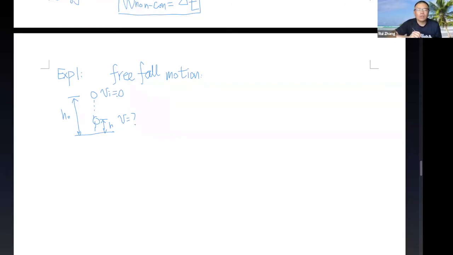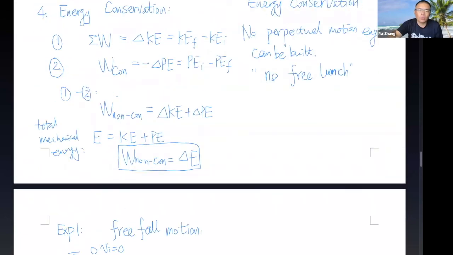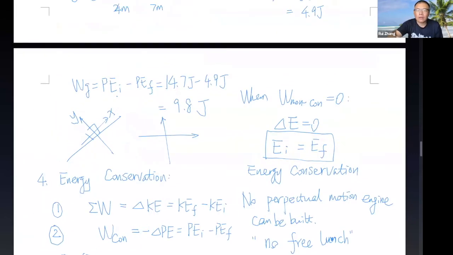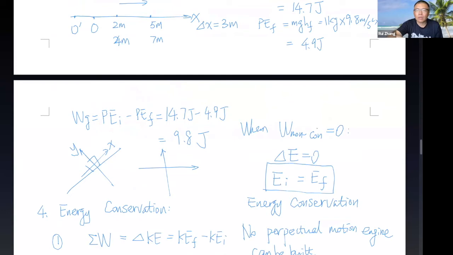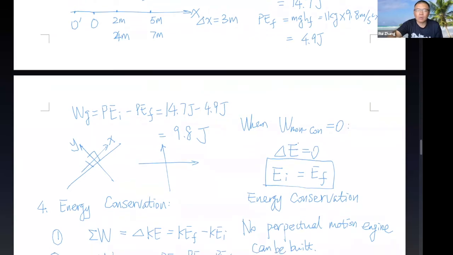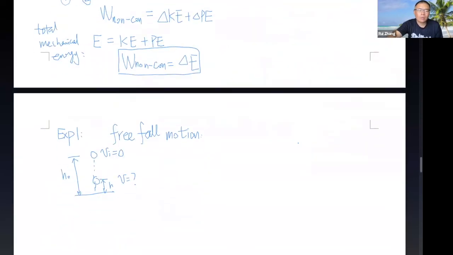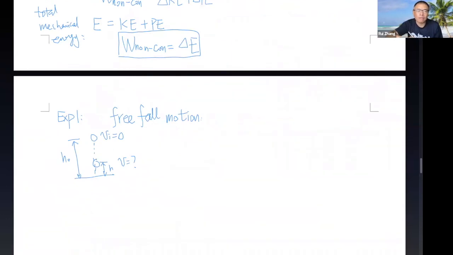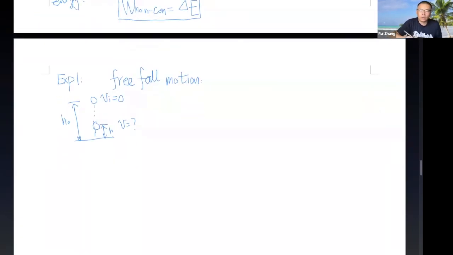Now in order to use energy conservation, you have to check one thing: whether the work done by non-conservative force is 0. In this case, as we know, the only force we have is gravity, and gravity is a totally conservative force. So this condition is satisfied, and energy should be conserved. How do we use it? We write it like this: E_i equals E_f.